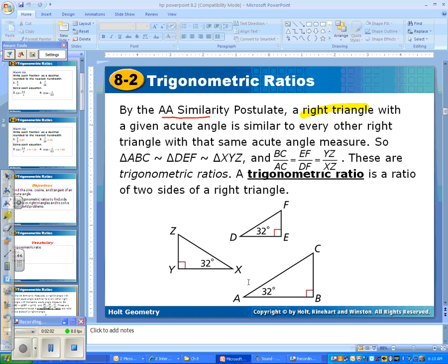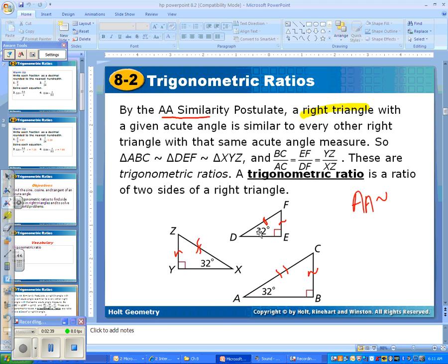So these are all similar by angle-angle similarity because they all have two angles that are congruent to each other. And since they're similar, that means that their sides have to be proportional. So for example, BC over this side has to be the same as EF over FD and has to be the same as XY over XZ.